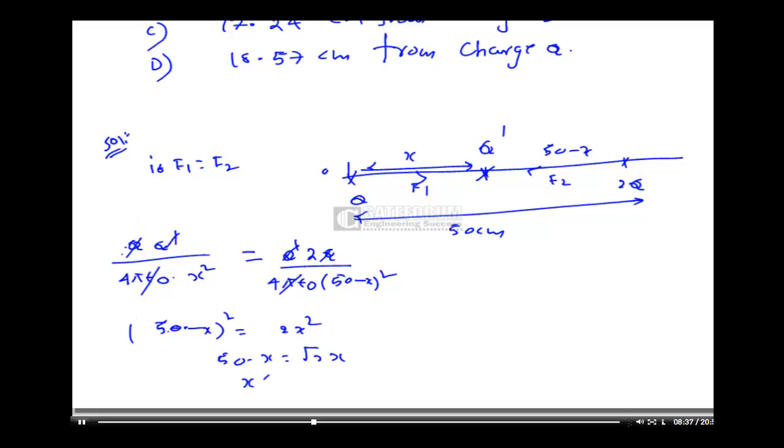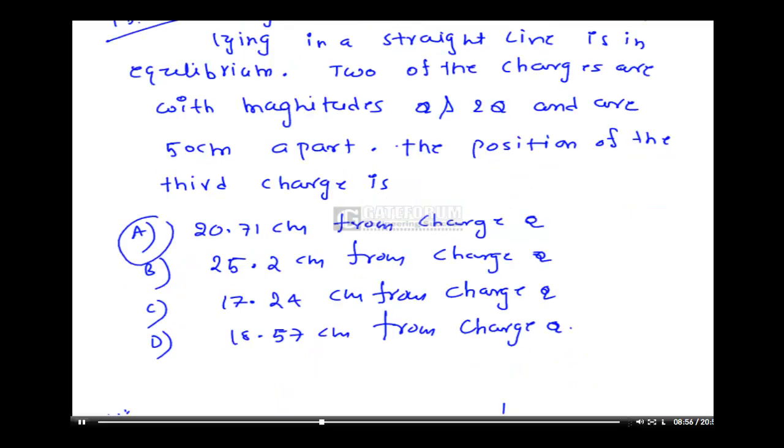x times (1 plus root 2) is equal to 50. x is equal to 50 by 1 plus root 2. Since 50 is in centimeters, if you calculate this, you will get approximately 20.71 centimeters. So option A is correct. That is, if you place a charge at a distance of 20.71 centimeters from Q, then all three charges are in equilibrium.